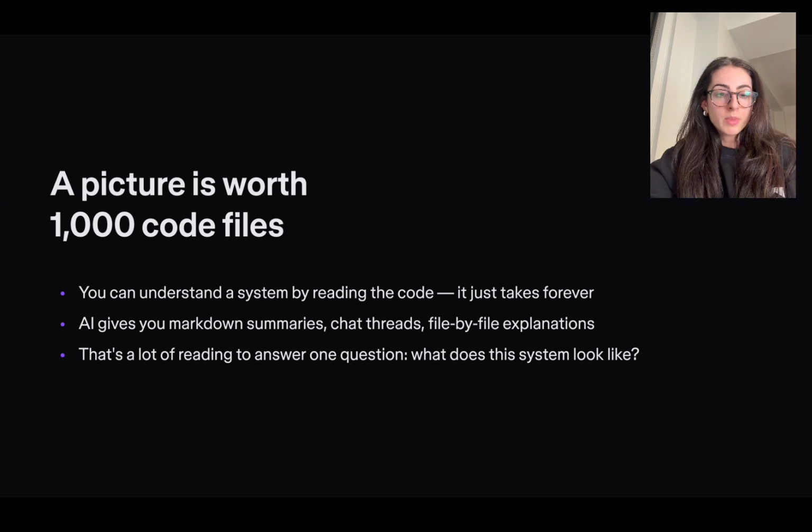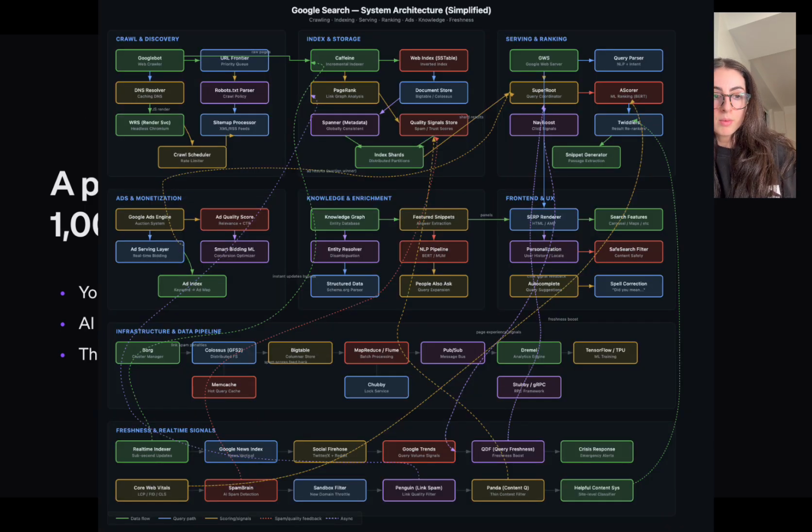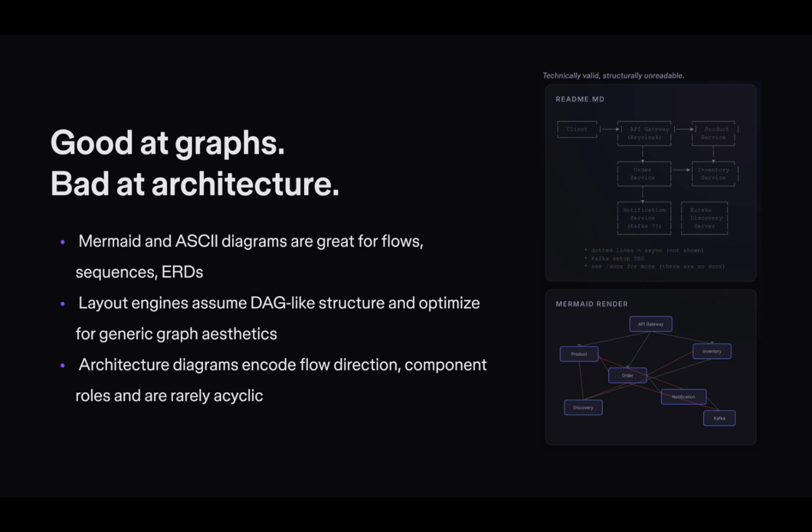And the answer was pretty simple. The generated diagrams weren't good enough. They either weren't complex enough to capture the system, or the layout didn't match the flow I actually cared about. The problem isn't that we don't have diagramming tools. Mermaid, ASCII diagrams, they're great for flows, sequences, ERD diagrams, but architecture diagrams are different. They need clear flow direction, strong visual hierarchy, meaningful grouping, and they're not simple graphs. They have feedback loops, async retries, bidirectional calls. That's not what these tools were built for. So you end up with diagrams that are technically correct, but structurally unreadable.